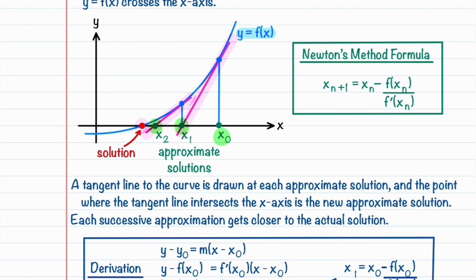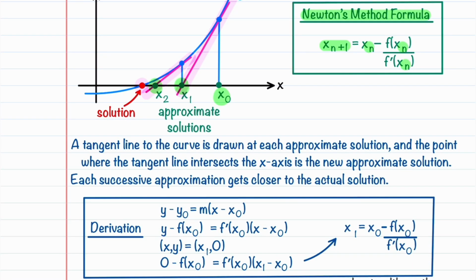Newton's method gives us a formula for each approximate solution, and we call that approximate solution x sub n plus 1. And it's based on x sub n, which is the previous approximation. I'm not going to go over it, but I have written down the derivation of this formula down here so that you can see where it comes from.